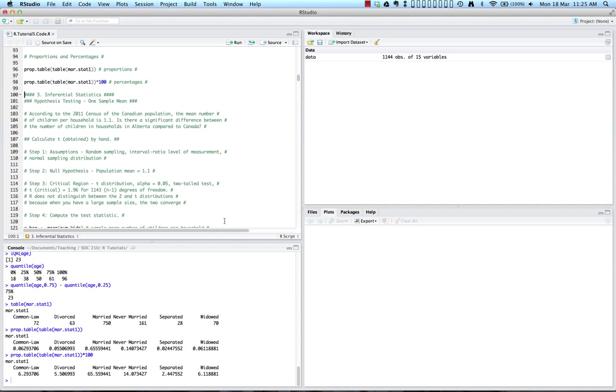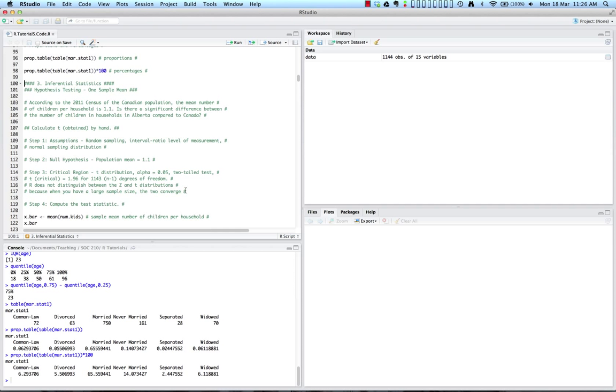According to the 2011 census of the Canadian population, the mean number of children per household is 1.1 children. We want to know if there's a significant difference between the number of children of households in Alberta, as we have from our data set, compared to all of Canada. So let's first go through our steps for hypothesis testing to calculate our obtained statistic by hand. We'll start with step 1, our assumptions.